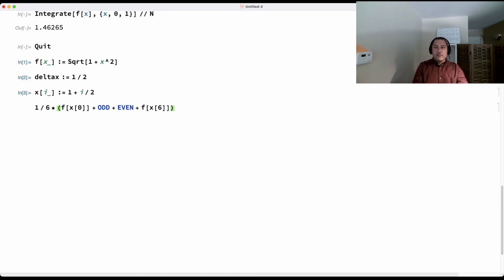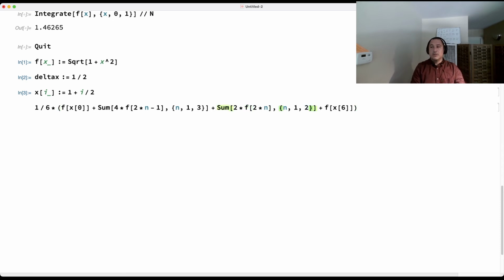Okay, now we found out the formula for the odd terms. The formula for the odd terms was the sum of 4 times f of 2 times n minus 1, where your n went from 1 to 3. And then what was it for the even terms? A very similar statement, except instead of multiplying by 4, you multiplied by 2. Instead of having 2 times n minus 1, you just had 2n. That's what made those terms even. And instead of going from 1 to 3, you went from 1 to 2.